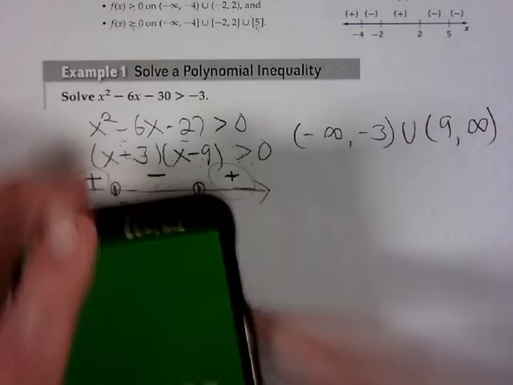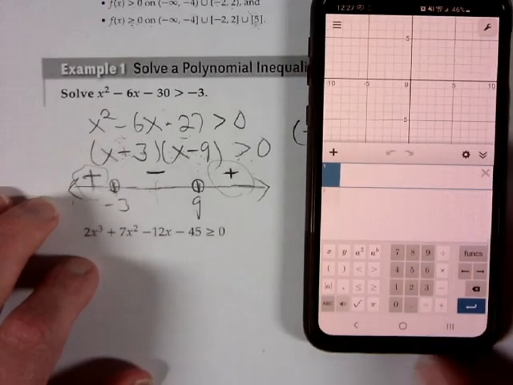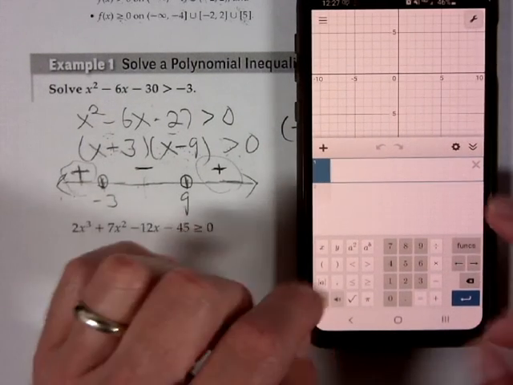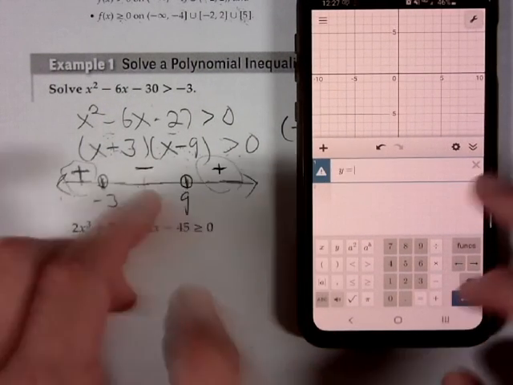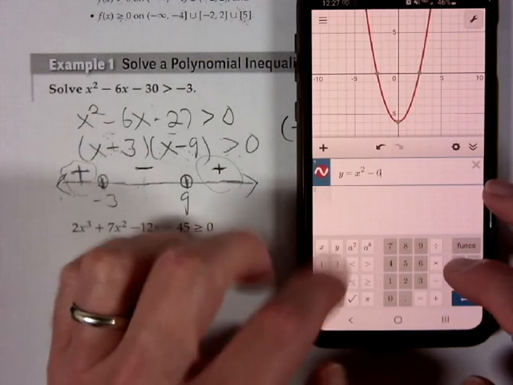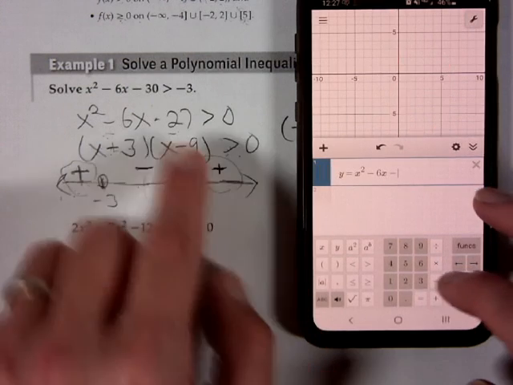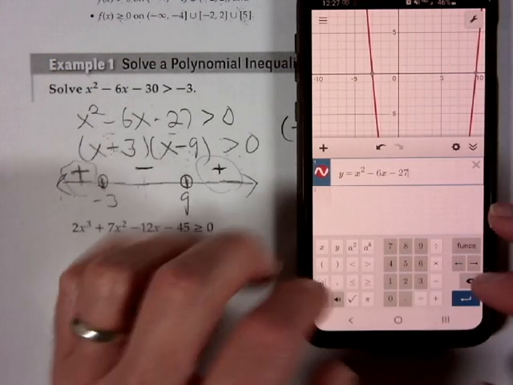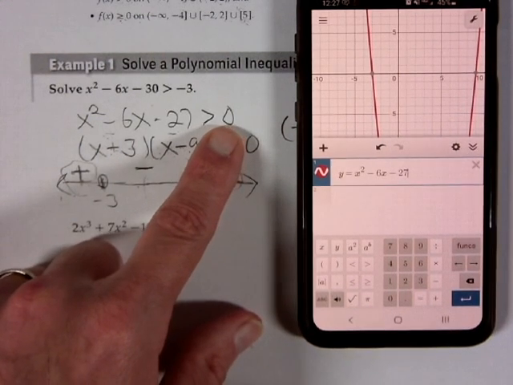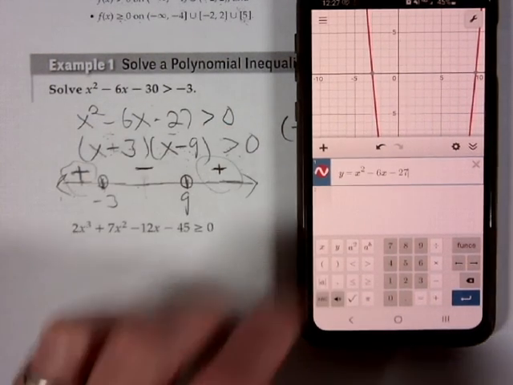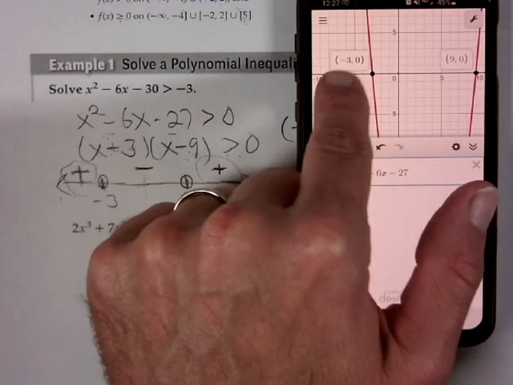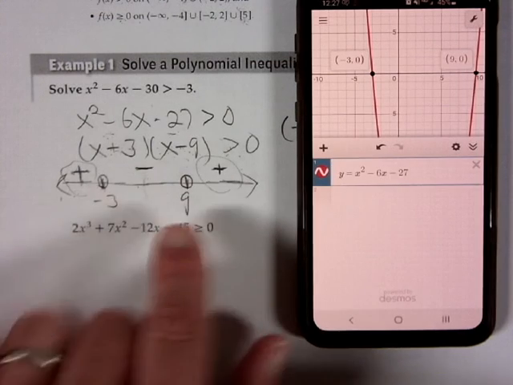If we pull up our little Desmos calculator here, we can see that if I go ahead and plug this thing in, I can just plug it in y equals x squared minus 6x and then minus 27. You need to plug it in where you've already had one side set equal to 0 when you do this. All right, so as we can see now, when we take a look at where these points are, still negative 3 and 9 are my points of interest, just like they were here.